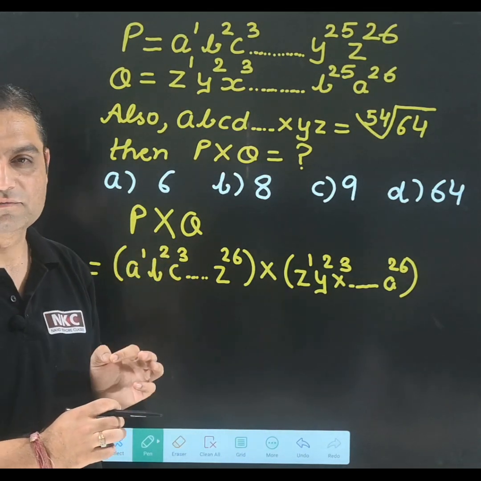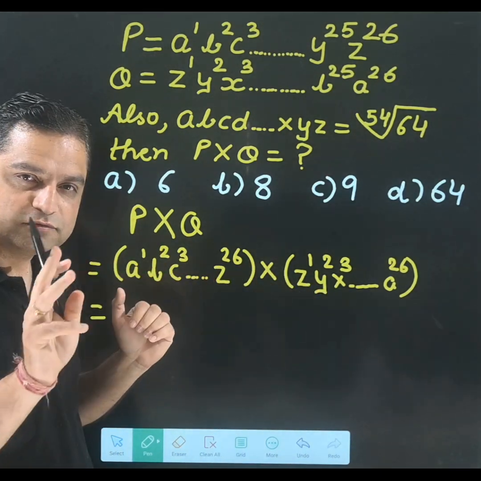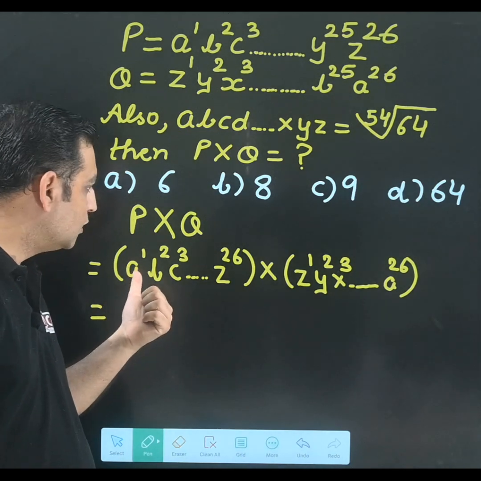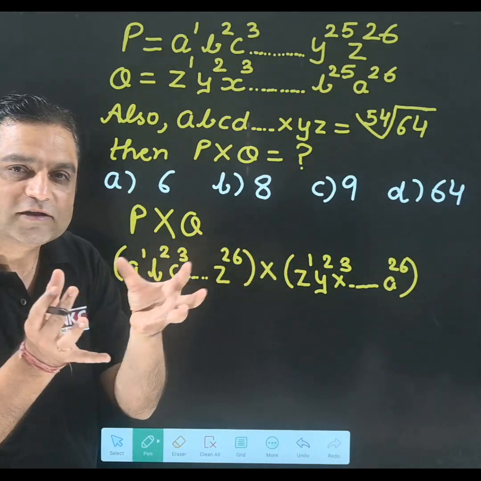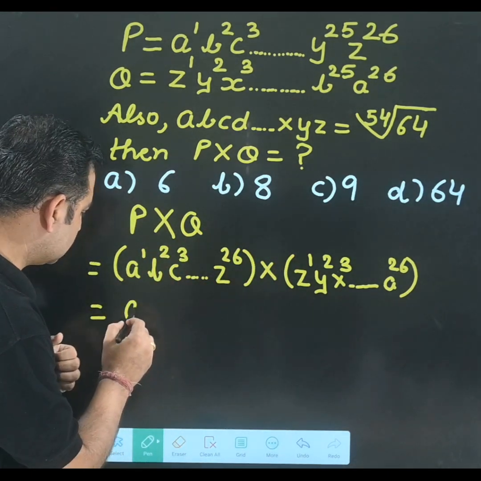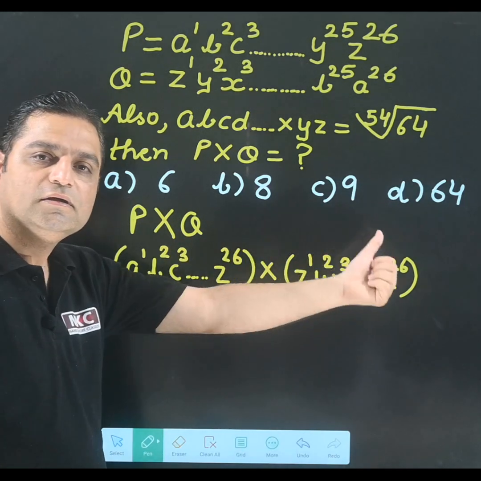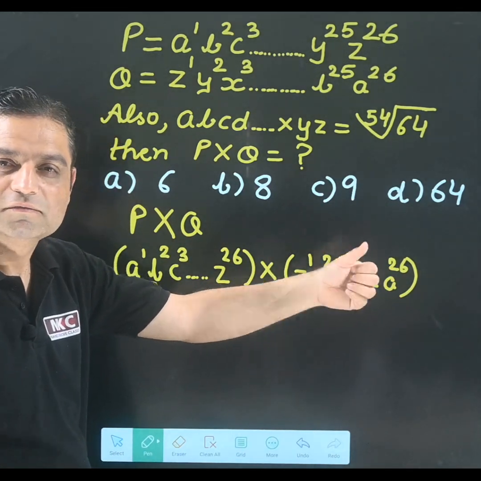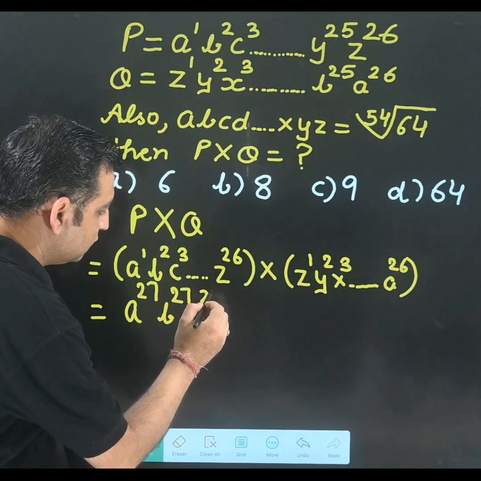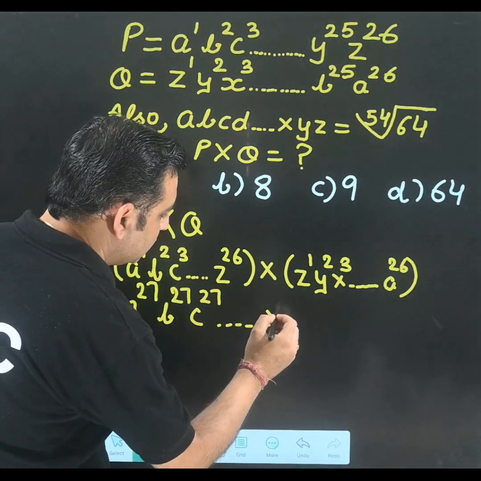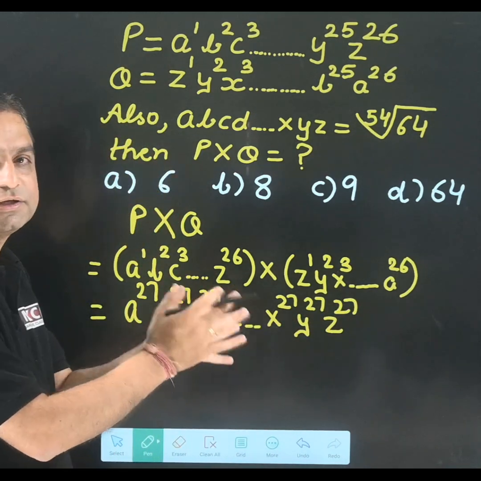Now if you check it very carefully, all these terms are in multiplication. First point we should remember: a to the power 1 and a to the power 26. The base is the same. When they are multiplied, their exponents will be added and you will get a power 27. Same way everywhere. If it is b power 2, on the other side you have b power 25. 25 plus 2 becomes b power 27. Same with c power 27. Keep on doing this: x power 27, y power 27 and z power 27. After multiplication, this is what we are going to get.